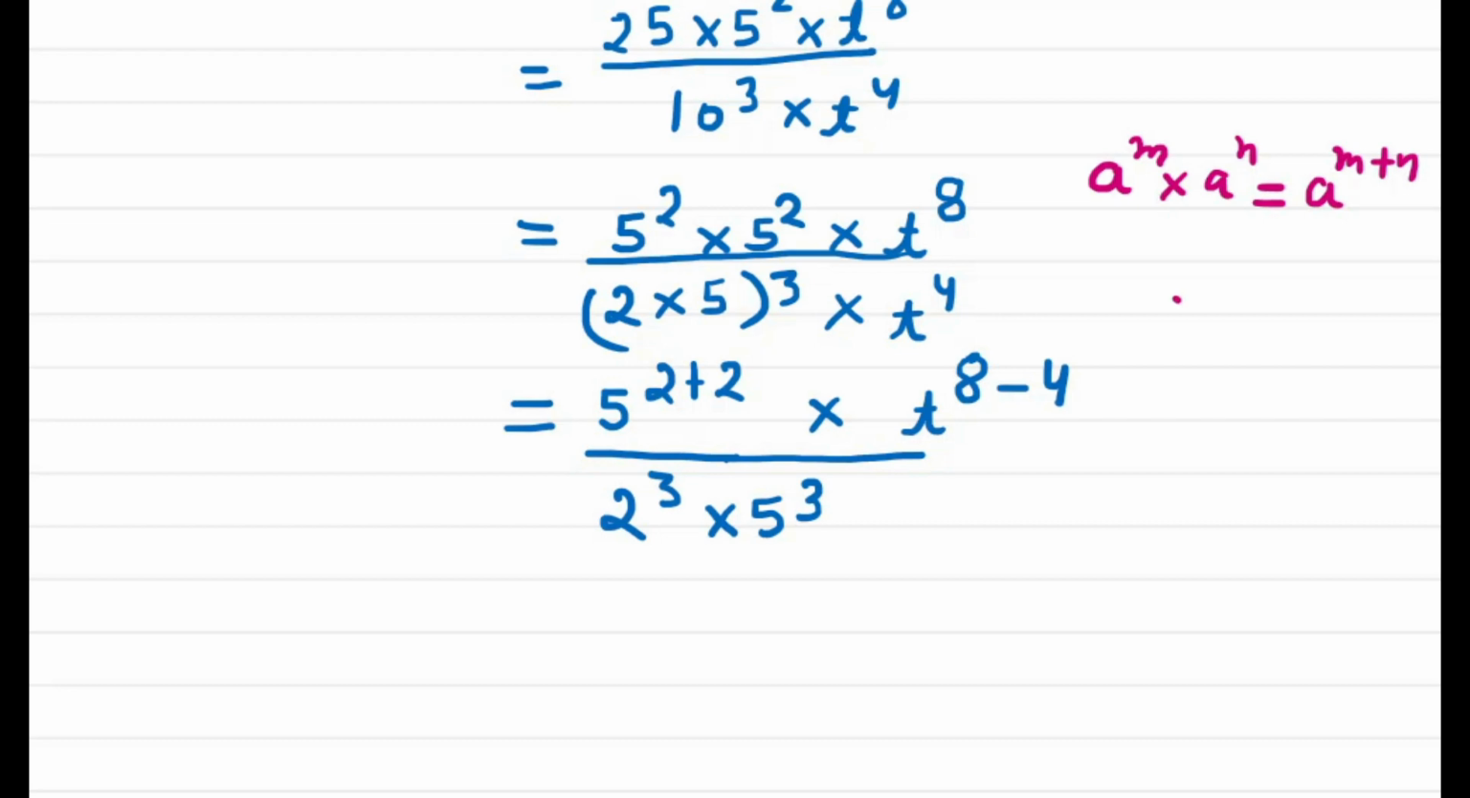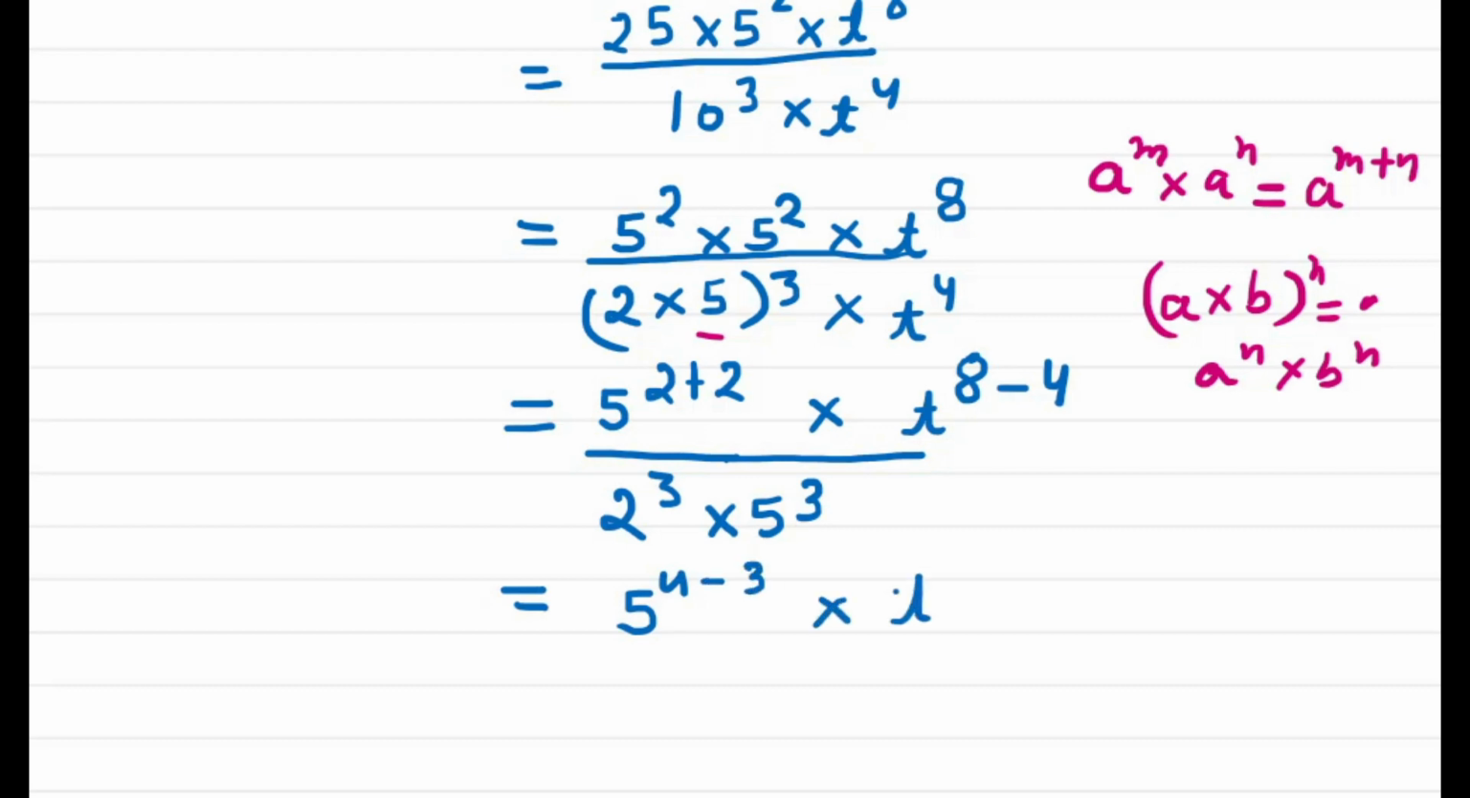And the second one: if we have a into b to the power n, this can be written as a to the power n into b to the power n. This we have used here, and now we can calculate it. So we will get 5 to the power 4, and here we have 5 cube, so it can be 5 to the power 4 minus 3, and this one will be t to the power 4 only, and in the denominator we will get just 2 cube. So after solving this, what will we get here?